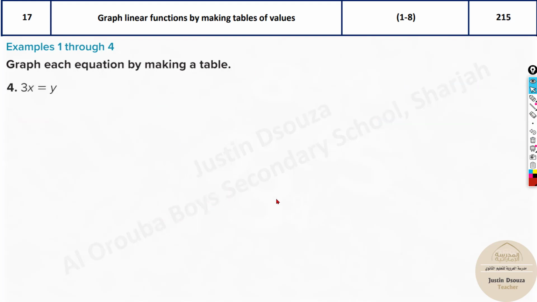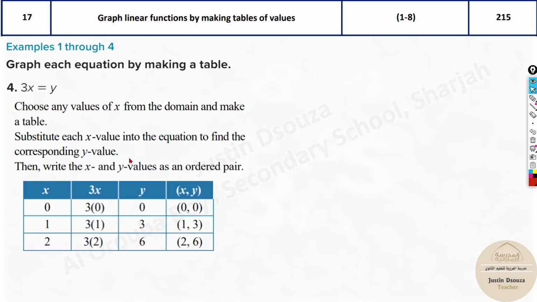I hope this is clear. They're very simple. Now here it is 3x equals y, or y equals 3x. Write it first as y and 3x, and then you can easily do it. Assume x values 0, 1, 2, or even you can take negative, doesn't matter. Even 2 values are enough. The minimum 2 values are required. More than that is up to you.